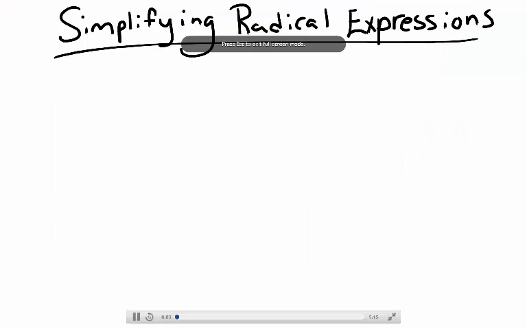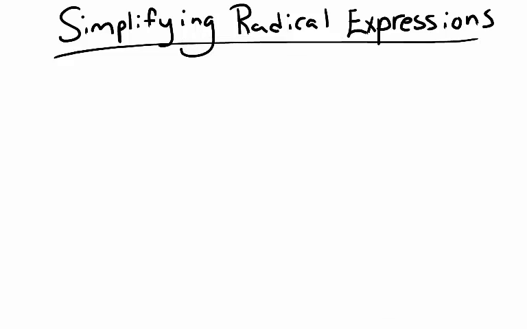In this video, we're going to take a look at simplifying radical expressions. Let's take a look at the square root of 4. Many of you know that the square root of 4 equals 2, because 4 is a perfect square, it's pretty straightforward.